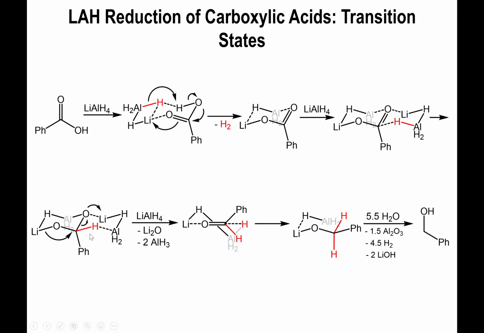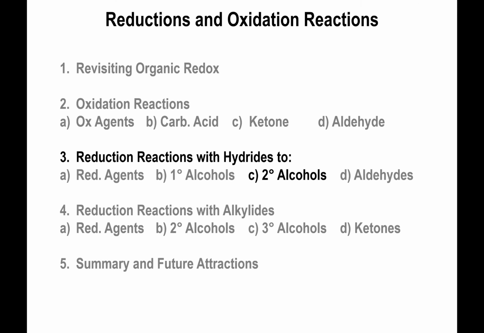This is a good way of validating the knowledge that we already have, that certain groups that are considered bad leaving groups can be turned into good leaving groups if you add the right components to it, right? In this case, electron deficient aluminum and lithium plus together can allow us to break that oxide away from the original carboxylate molecule. Okay, so that's all the story for making primary alcohols.